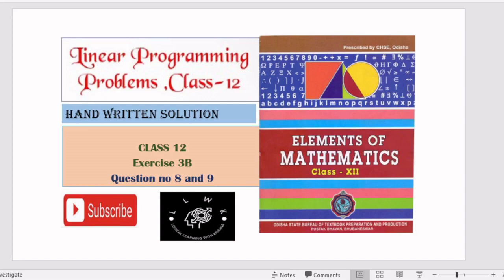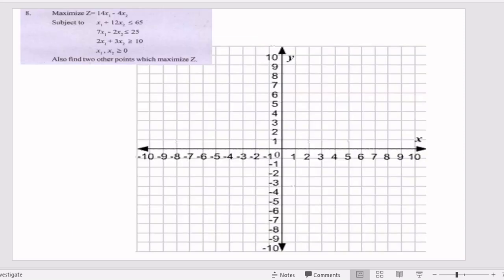Till now we have completed question number 7 of exercise 3B of linear programming problem, class 12. Now we have to start with question number 8 and then proceed with 9. So let's see what is question number 8. Question number 8 says: maximize z = 14x1 - 4x2 subject to the three equations 1, 2 and 3, and x1, x2 greater than 0 always given.